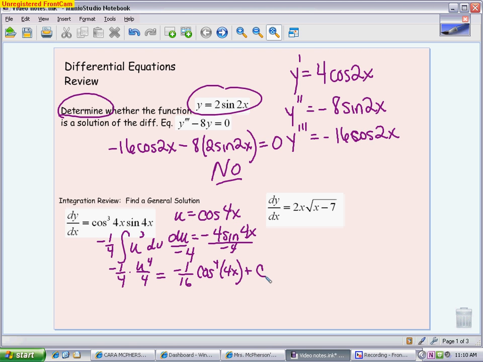I chose this one because there are a lot of little mistakes students can make. It's easy to forget the negative sign, easy to forget the adjustment, and to forget to put the 4x back in. Make sure you don't say that it's just the cosine of x. That angle can't change. The next one actually is similar to one that you would have done on your midterm.